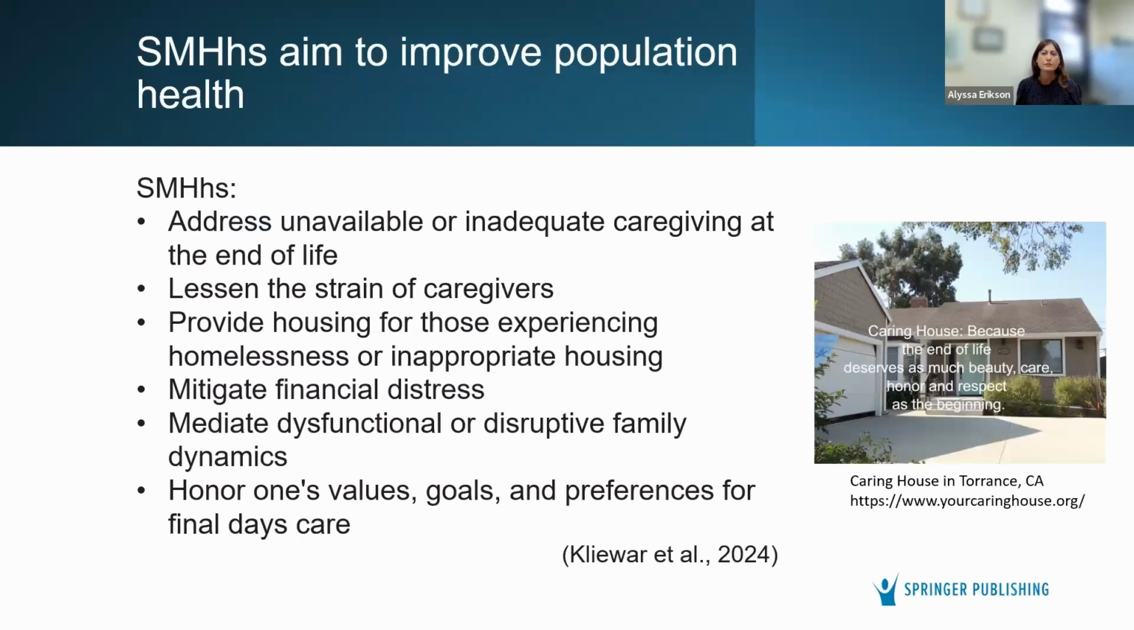And this resource really aims to improve population health through making end-of-life care equitable for all, especially those from marginalized populations like the unhoused or those without available or adequate caregiving. It also can mitigate the significant financial distress that families experience from a terminal illness. It can mediate dysfunctional or disruptive family dynamics. And most notably, it's honoring one's values, goals, and preferences for their final days of care.